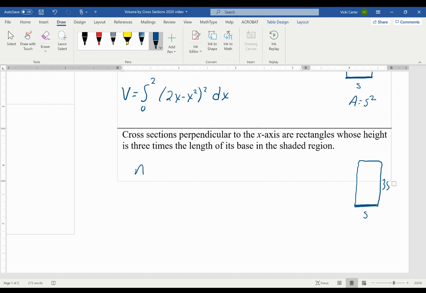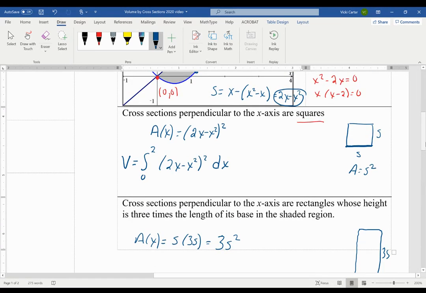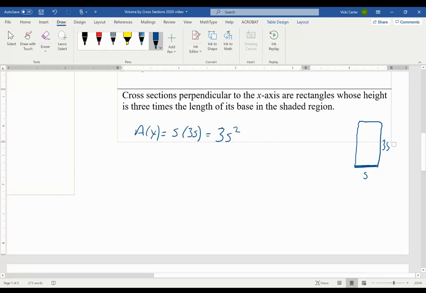So what is an area formula for this rectangle? Well, it's length times width, which is going to be S times 3S, which will now be 3S squared. Okay, now let's remember, what was S? Let's go back up and look. S is still the length of that slice, that simple slice in my shaded region. So it's still 2x minus x squared. So let's come down here and let's write that this is 2x minus x squared squared.